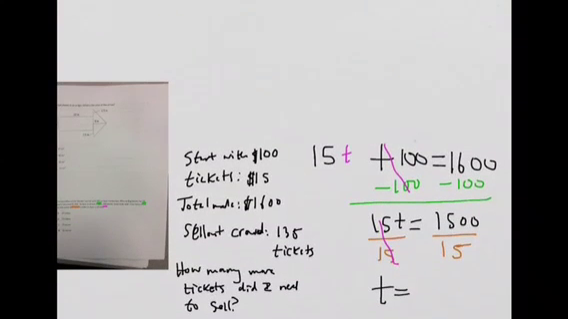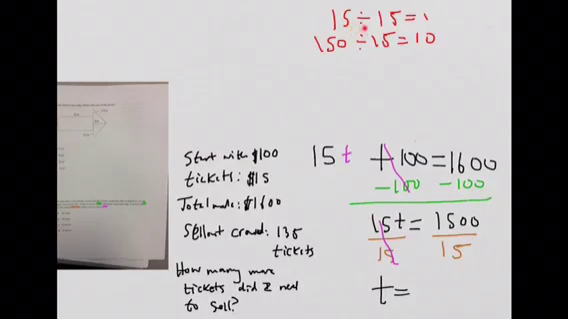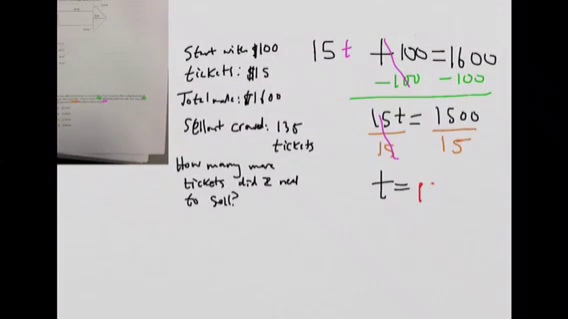Well, I'm just going to change the color here. 15 divided by 15 is equal to 1. 150 divided by 15 is equal to 10. I'm just moving the decimal point from here one place over. Here, if I move it one place over again, notice I'm just moving the decimal place over. So here, 1,500 divided by 15 should be 100. So t is equal to 100.